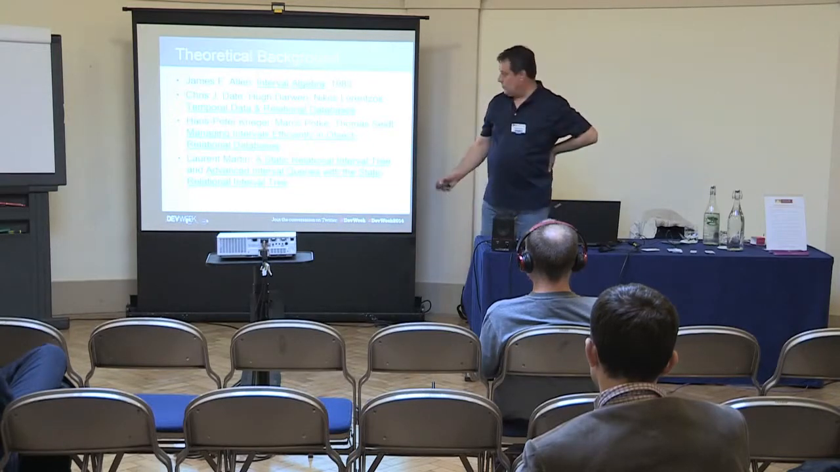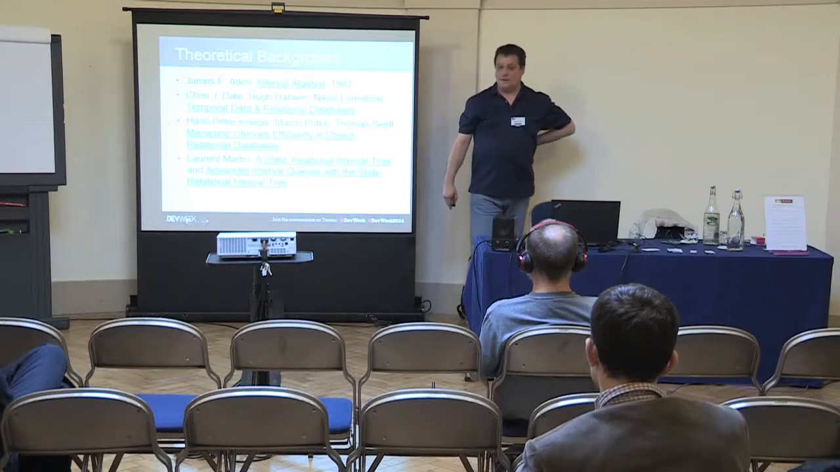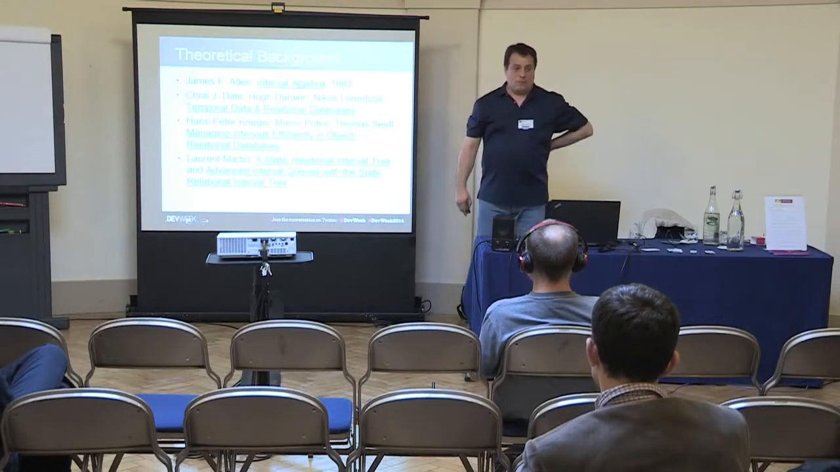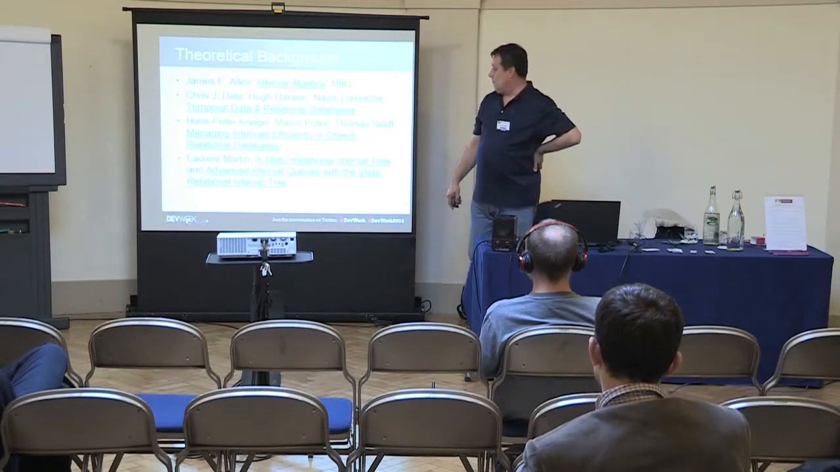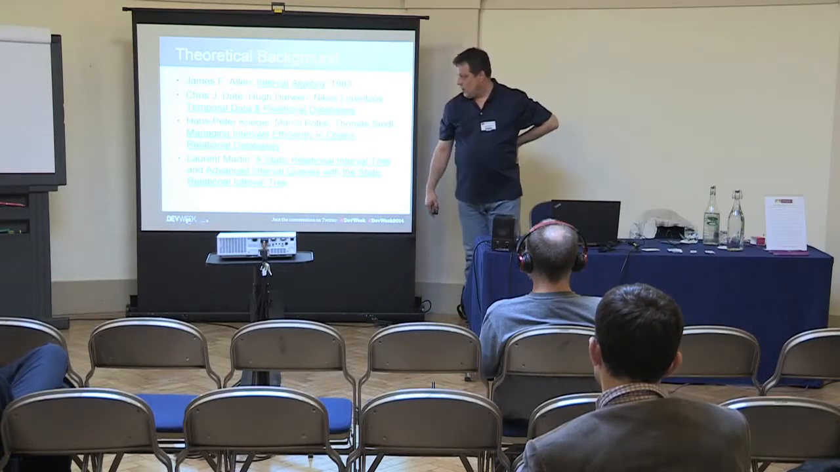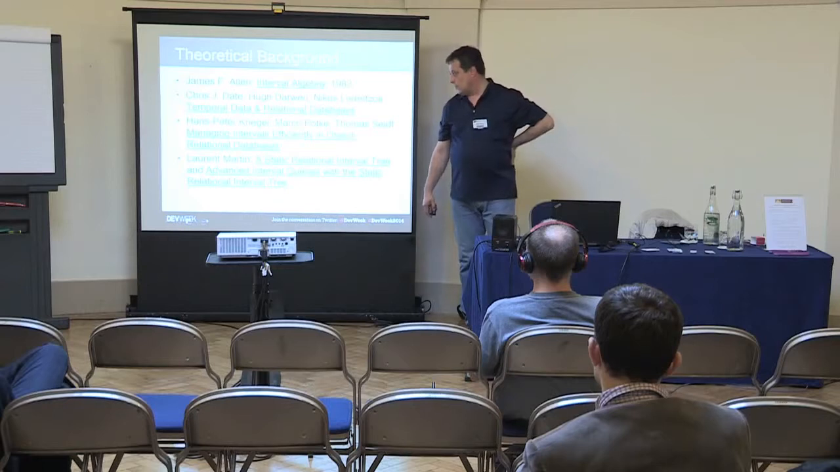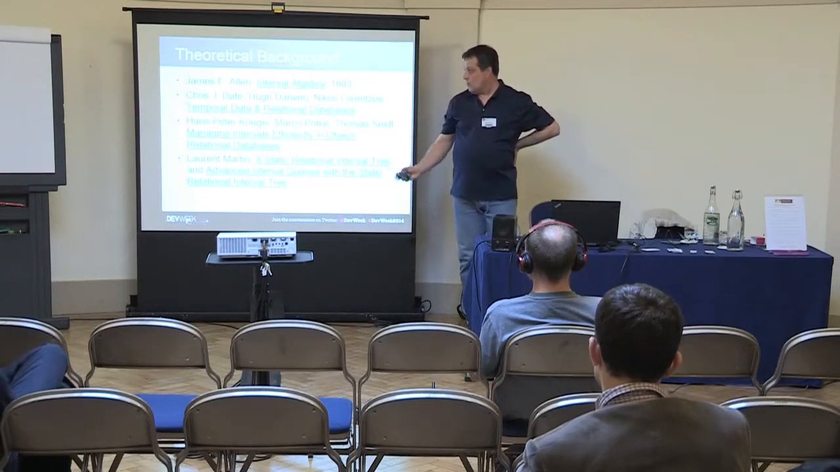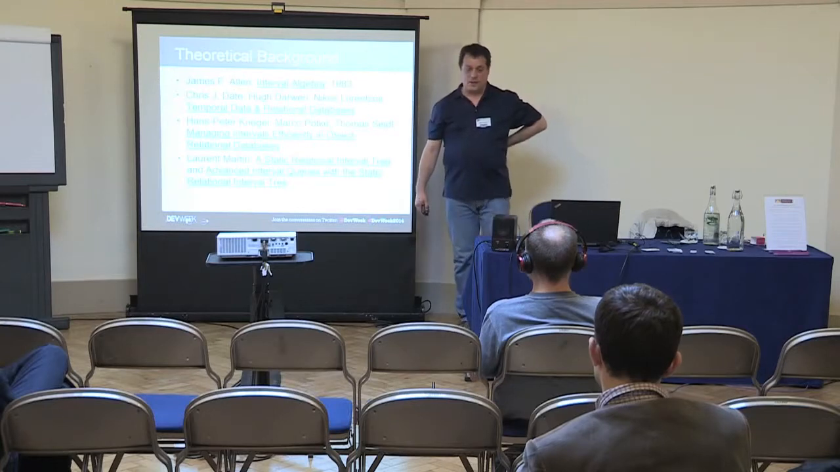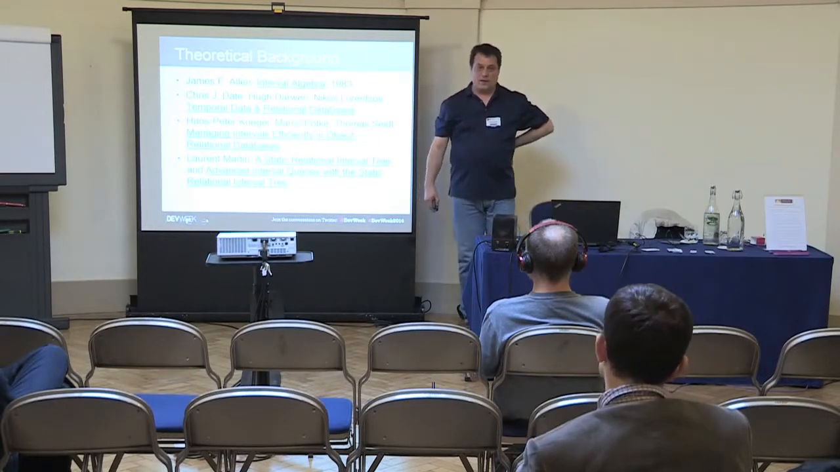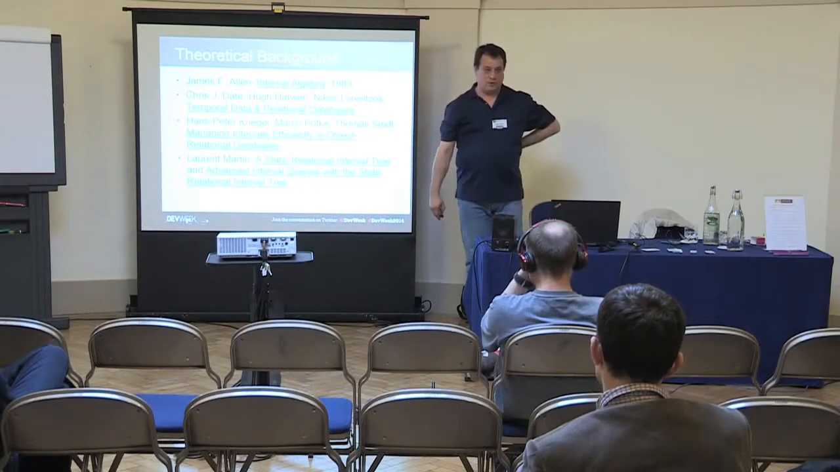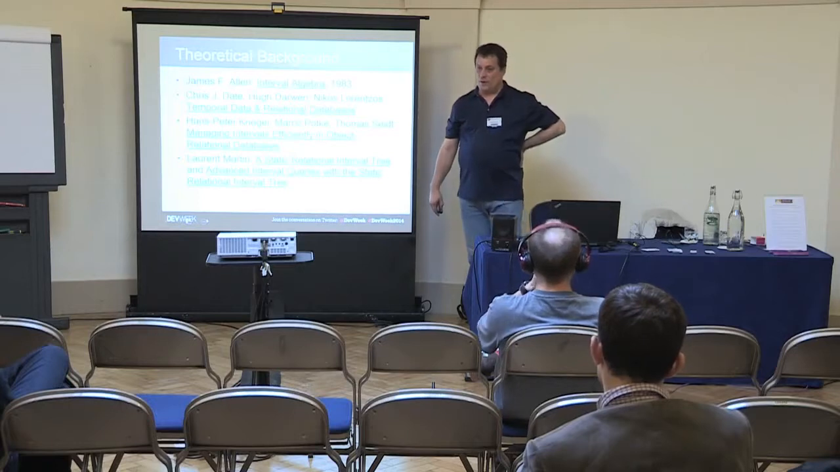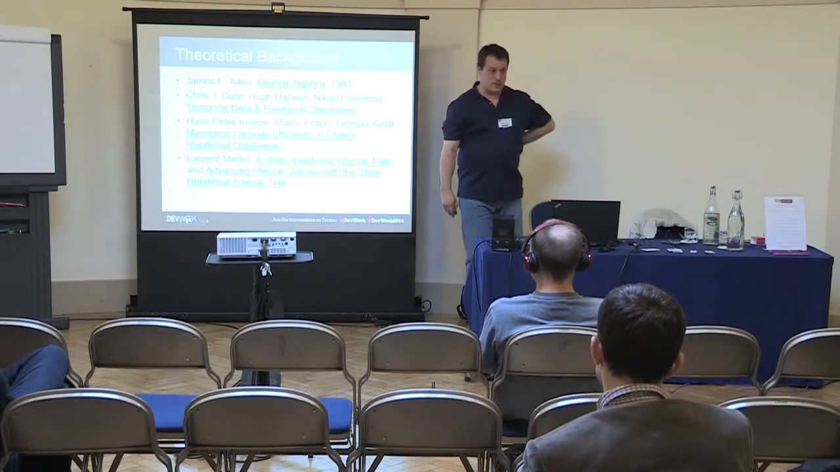So, theoretical background. James Allen already defined what kind of operations an interval data type should support in the early 80s. So this is the point when the theory started to evolve. And Chris Date, Hugh Darwen and Nikos Lorentzos wrote this book, Temporal Data and Relational Databases, at the end of the previous millennium. It was published in the beginning of this millennium. So this is a strong theoretical background for the complete temporal data support, not just the data type.